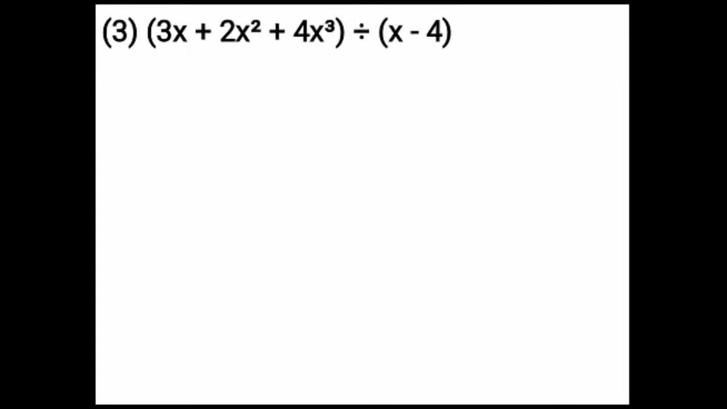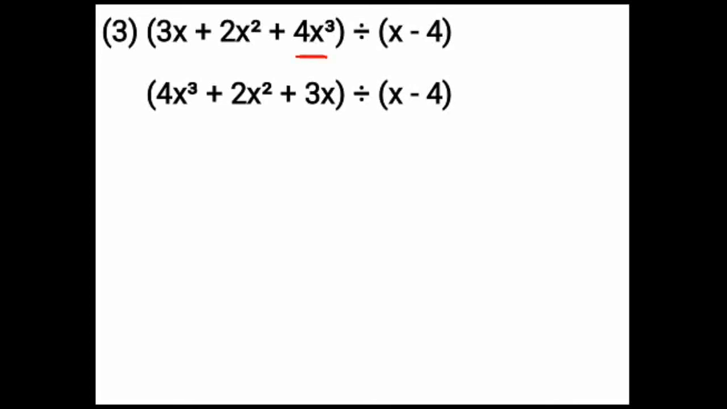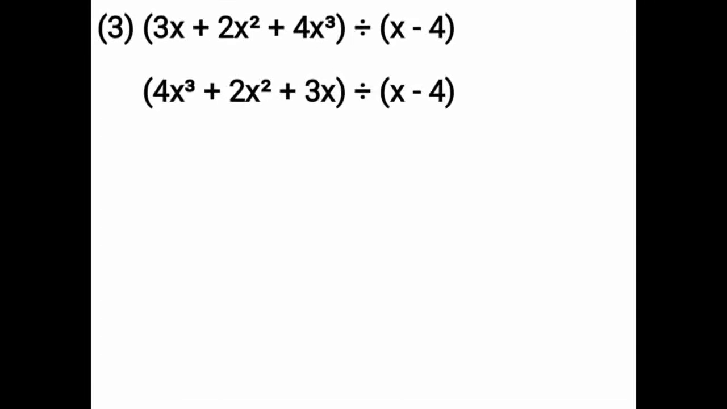Okay, this we have tried. 4x cube will come first, plus 2x square, and 3x you have to arrange last. This way you have to arrange in descending order of the terms. 4x cube plus 2x square plus 3x divided by x minus 4. We will arrange the division of the polynomial by a binomial. 4x cube plus 2x square plus 3x divided by x minus 4.